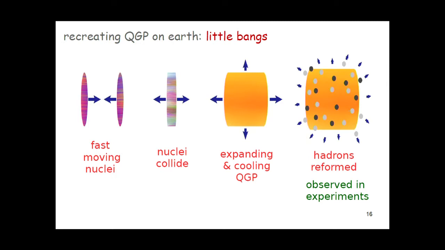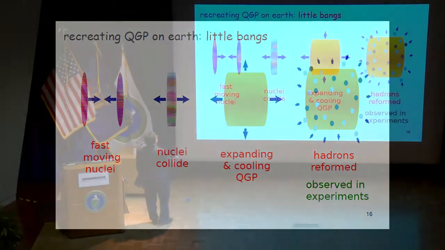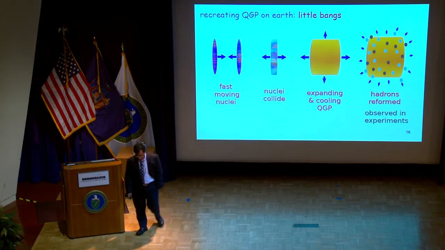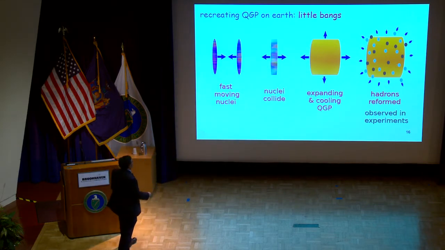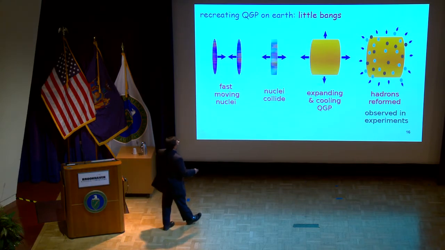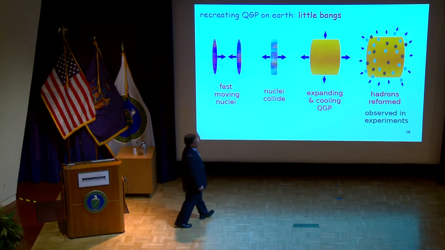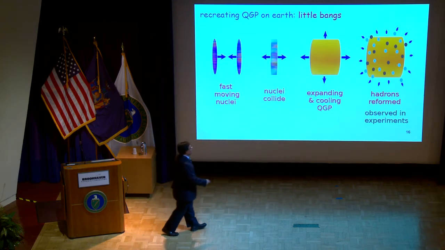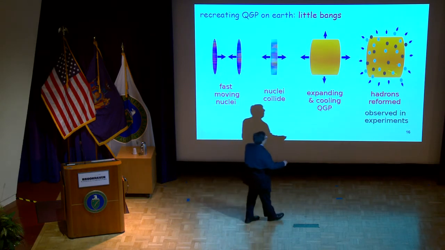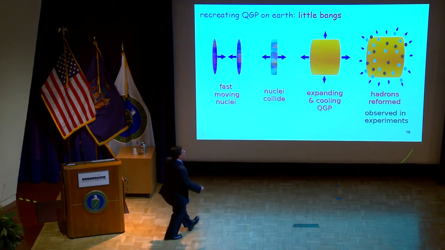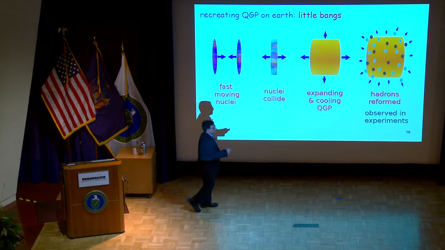So we can collide fast-moving heavy nuclei, moving almost at the speed of light, and these nuclei are heavy, typically gold or lead. They collide with each other, and after this collision we expect a quark-gluon plasma is formed. Then this quark-gluon plasma expands, and as it expands, it cools, and as it cools, quarks again form their bound states, and at this point we observe them in the experiment. Looking at this, we try to infer whether a quark-gluon plasma was formed in such little bang experiments.